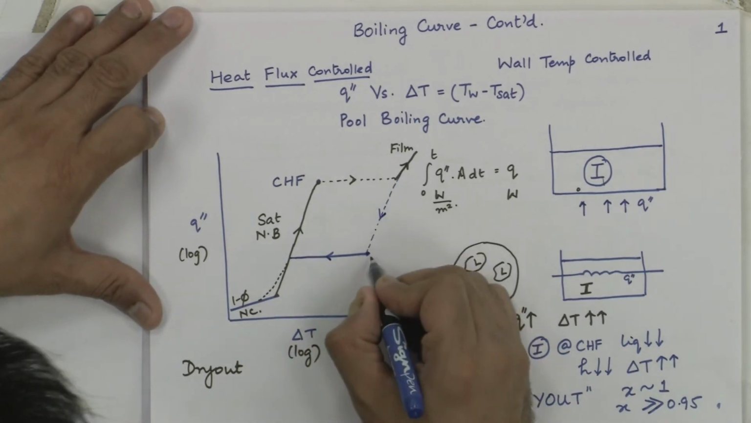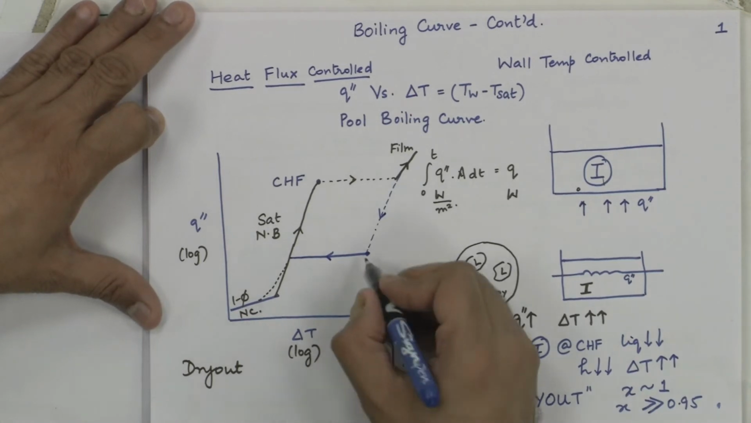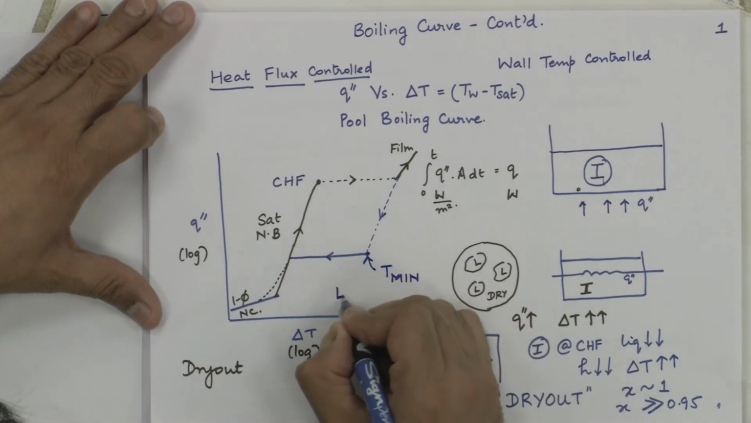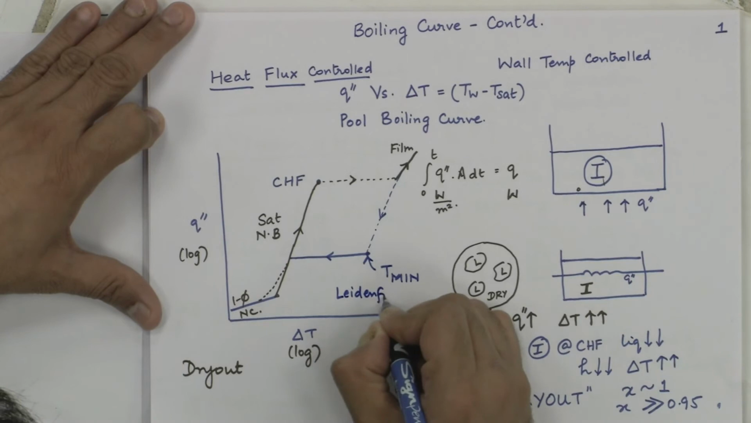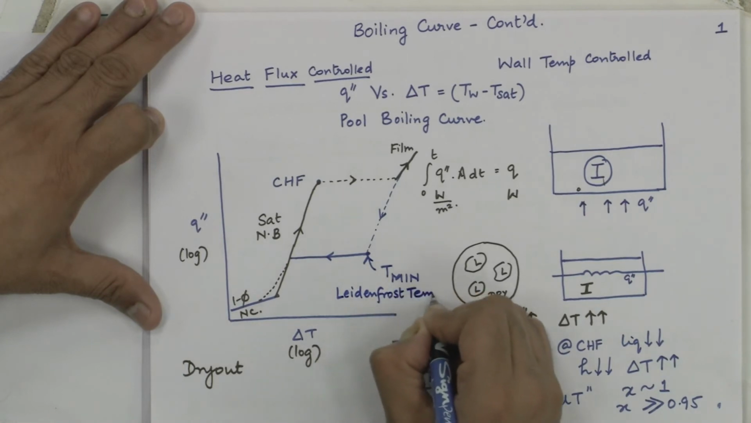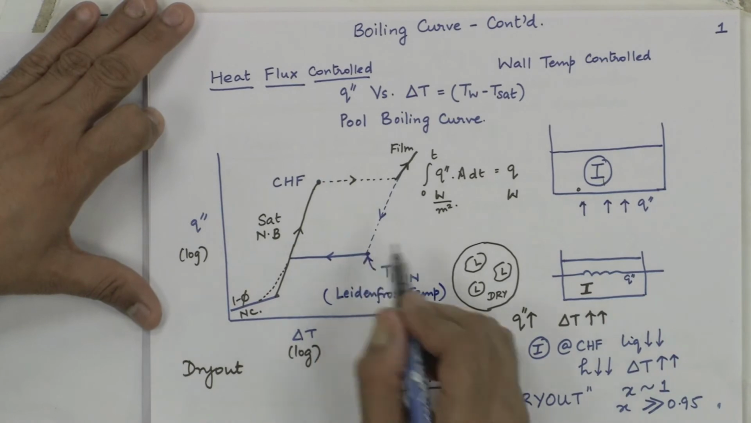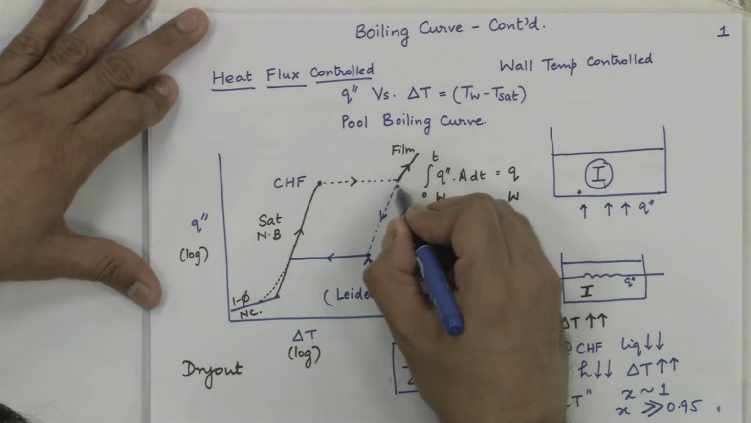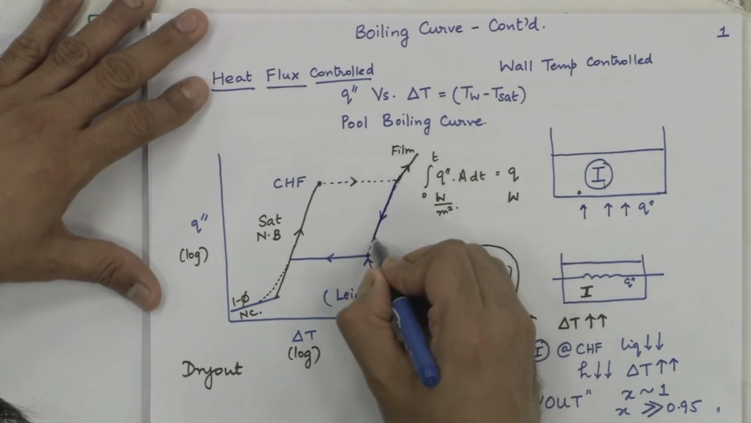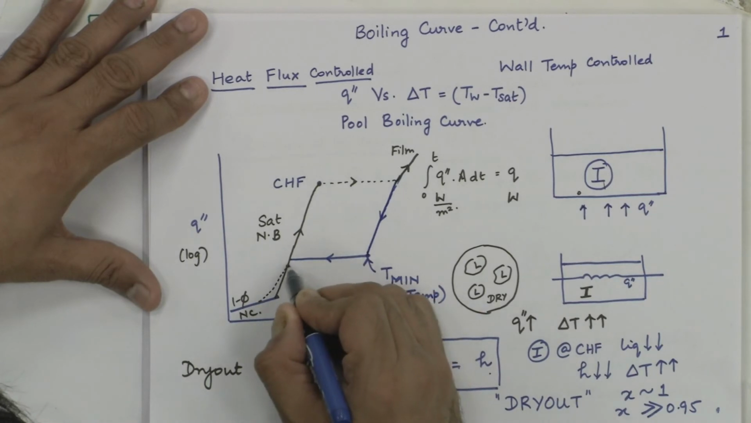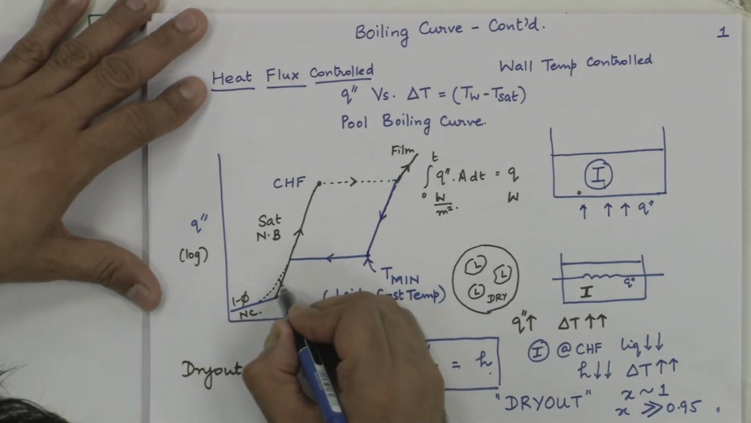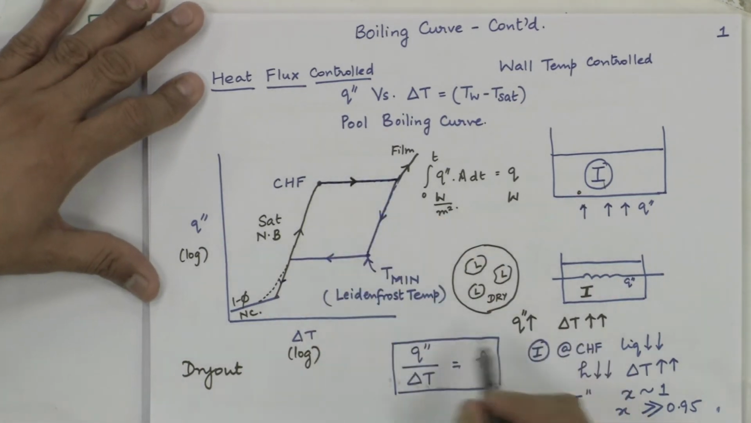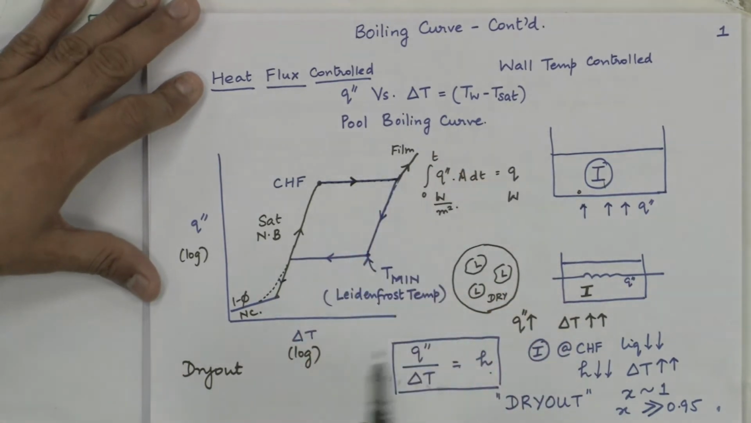Finally, when the temperature of the heated surface comes to a value which is called T min or minimum film boiling temperature or Leidenfrost point, Leidenfrost temperature, the liquid would be able to come in contact with the heated surface, and at that point of time the boiling curve would go this way and come back to the nucleate boiling curve on further reduction in heat flux. So, for heat flux controlled case, you would get something like this as the boiling curve.